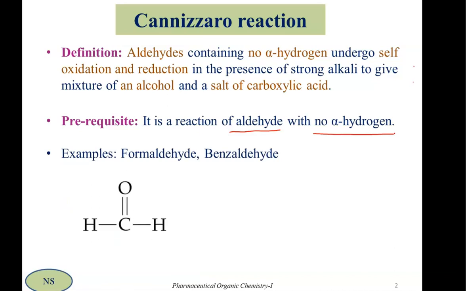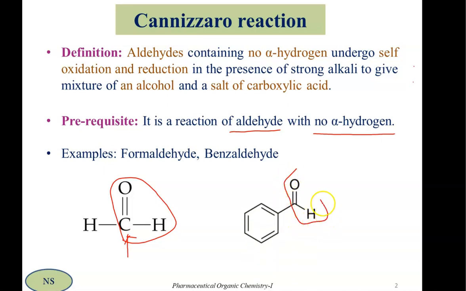For example, formaldehyde. Let us look into the structure of formaldehyde. Formaldehyde is the first member of the homologous series, which consists of only one carbon. What is the meaning of alpha hydrogen? The hydrogen which is on the alpha carbon, adjacent to the functional group, we consider as alpha hydrogen. In this formaldehyde structure, there is no carbon adjacent to the aldehyde functional group, that means no alpha carbon. Hence there is no alpha hydrogen in formaldehyde.